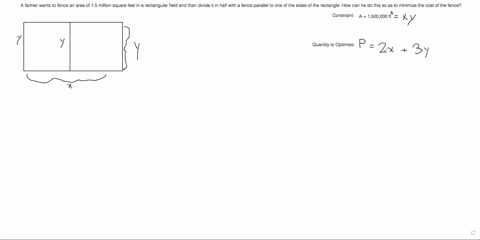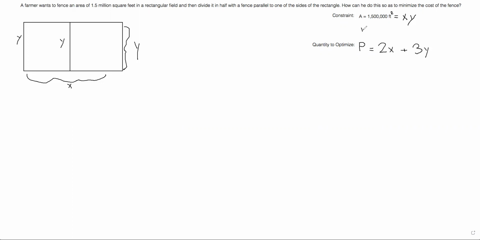But before we do that, we have to put things in terms of just one variable. It doesn't work having a function in terms of two different variables. That's something we're not going to deal with in this class. So we need to figure out a way to put this perimeter in terms of only x or only y. So I want to take this constraint right here and solve for y. I can accomplish that by dividing both sides of the equation by x.